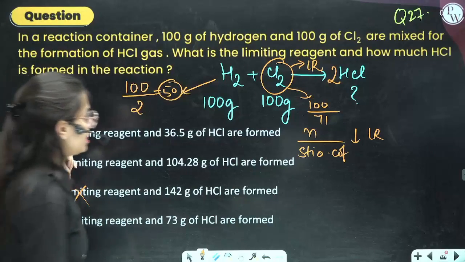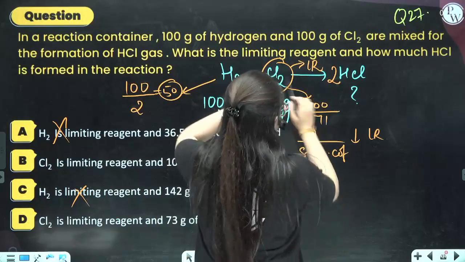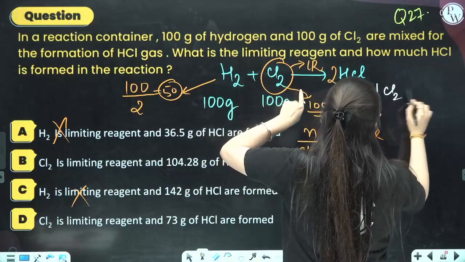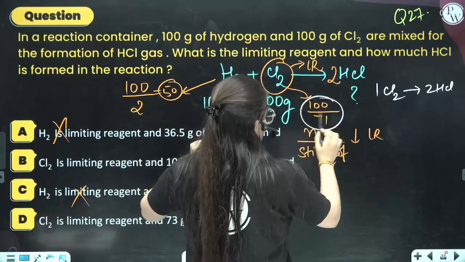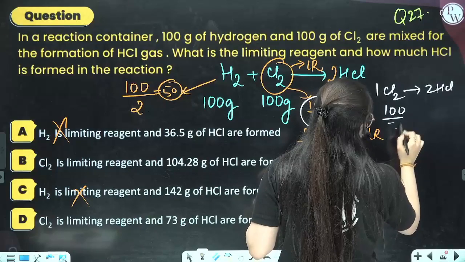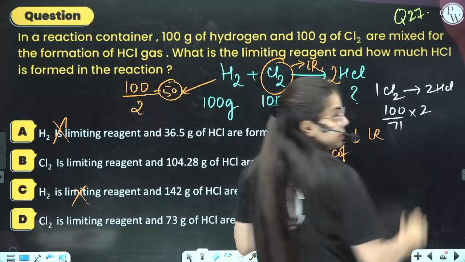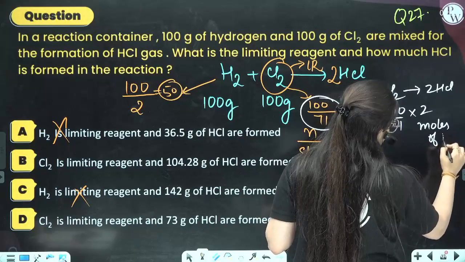Now, the next thing. They are asking how much HCl is being produced. So see, if 1 Cl2 is producing 2 HCl, so this much moles will produce how many? It will be 100 by 71 into 2, this much moles of HCl.